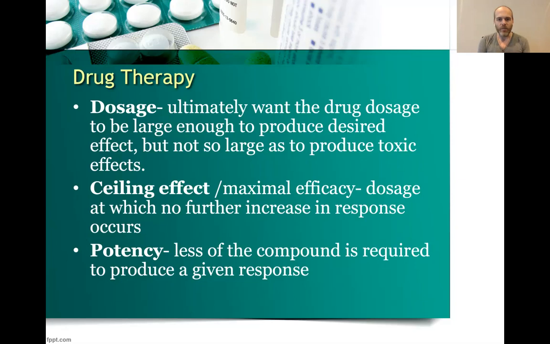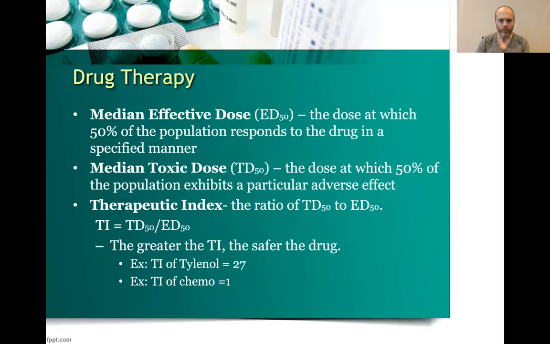The ceiling effect is the dosage at which no further increase in response of the body occurs in response to larger increases in the medication. So let me simplify that. That means the ceiling effect is when, if you gave more and more of the medication, the body's not going to do anything different. So it's reached its maximum efficacy. You can scan over these terms, but these are just for your information.